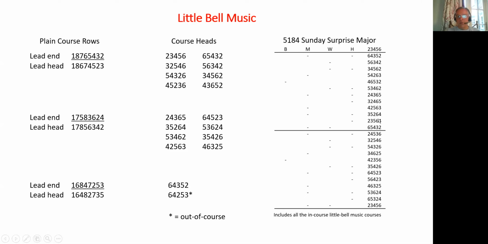And just as an example, on the right hand side here, I've picked this method only for the reason that it doesn't have any false course heads. So it's one of these clean proof scale CPS methods. Therefore, in my composition here, I've managed to get every single one of these courses, just to try and pack in as much little bell music as I can. So that's something you might want to be aiming for when you're producing a composition.